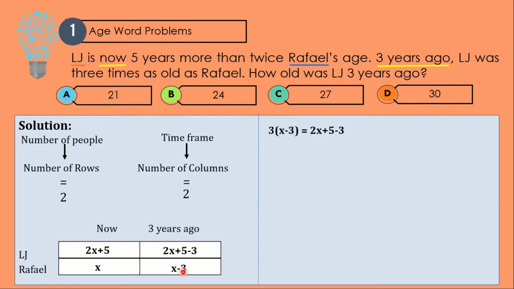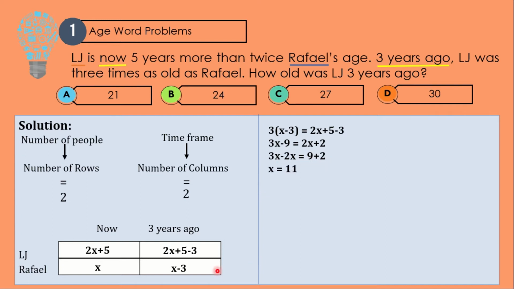Since we've converted the problem into mathematical expressions, we can now equate them. So we'll have here 3 times x minus 3. Notice that we multiplied Rafael's age 3 years ago by 3, which is equivalent to LJ's age 3 years ago. So we'll have 2x plus 5 minus 3. Now distribute 3 at the left-hand side and subtract 3 from 5. We'll have 3x minus 9 is equal to 2x plus 2. Then combine like terms, we'll have 3x minus 2x is equal to 9 plus 2. Now, we'll have x is equal to 11.